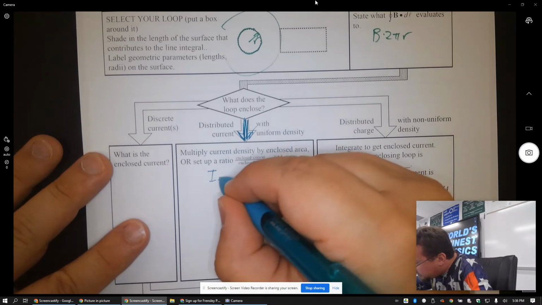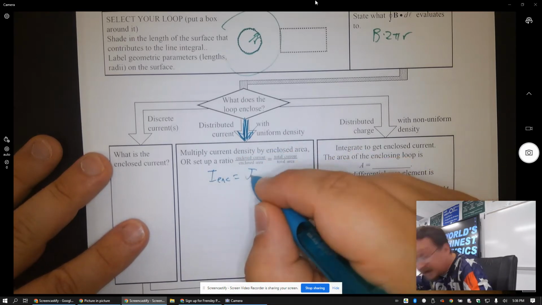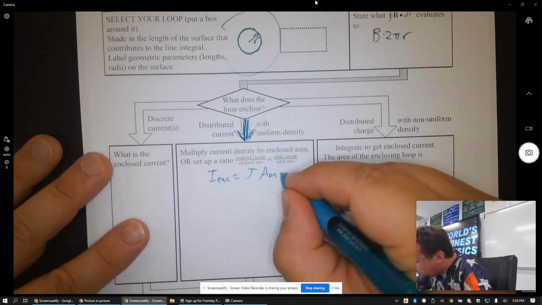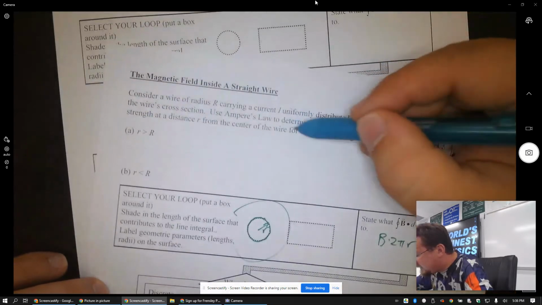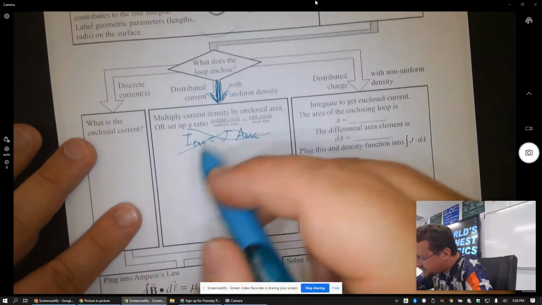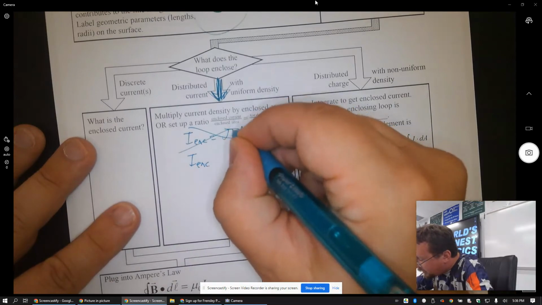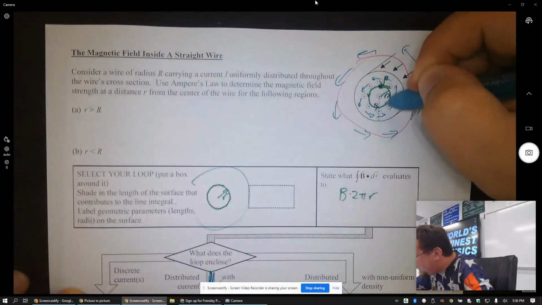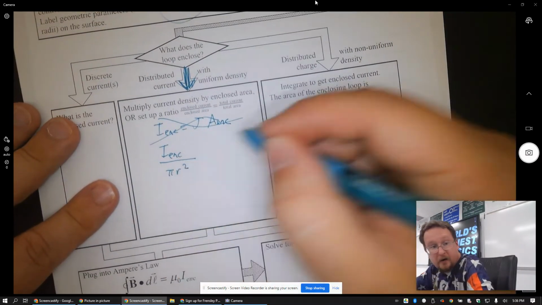So that means I enclosed is J, that's current density, times area enclosed, except not today because I don't have J as one of my letters. Or set up a ratio: I enclosed current over enclosed area. The enclosed area will be pi little r squared, okay?